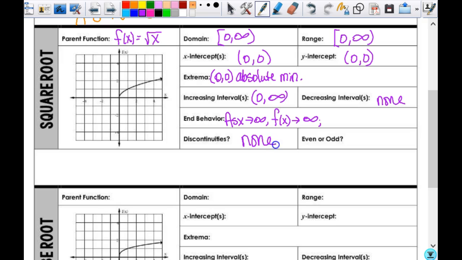All right, so discontinuities. There are none. Is it even, odd, or neither? Neither. Okay, so if you're unsure, remember that you can do f of -x, and it's equal to the square root of -x. Can you simplify this at all? If I pull the negative out, does it come out as a negative? What would it come out as? i. Okay, so I can't make this look like f of x, and I can't make it look like -f of x. That's what makes it neither, right? Plus, it doesn't have y-axis symmetry, doesn't have origin symmetry, right?